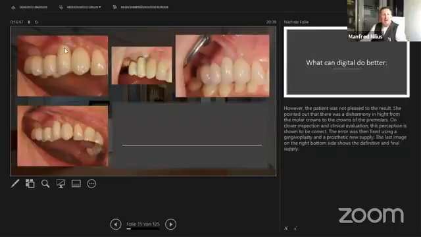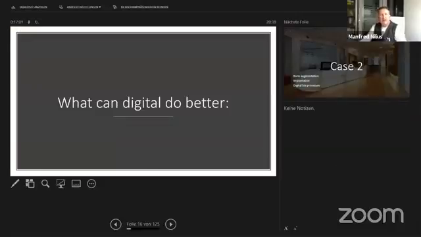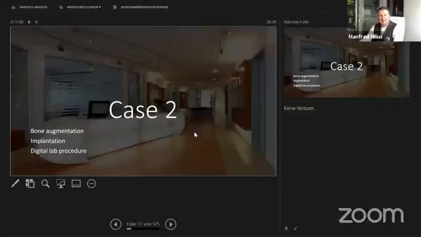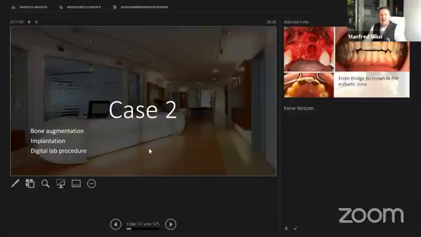The patient, you can see on the right side, the crown ratio was not so ideal, so she asked for a better solution, and this, you can see on the right side, is the final solution. So what can digital do in this case better? Maybe we should have done the bone augmentation beforehand and then the implantation, or we have to digitalize the lab procedure. Here's one case.